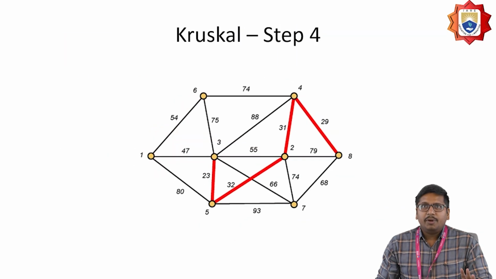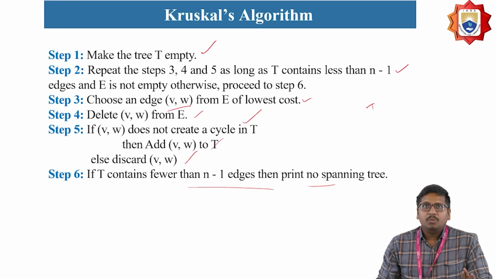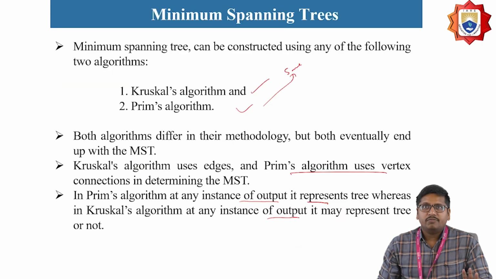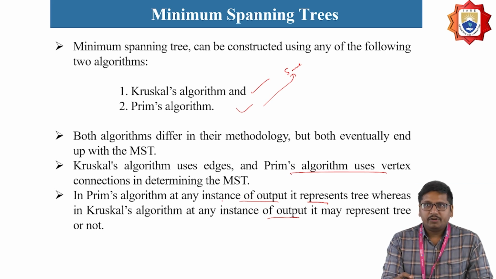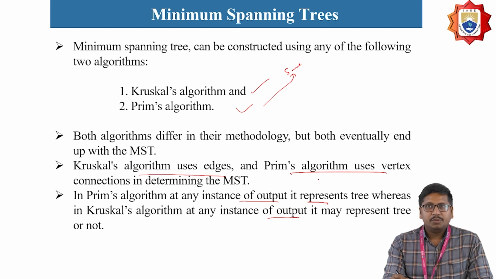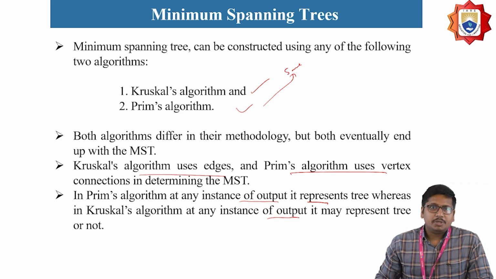Okay, so for implementing the minimum weight spanning tree, I'm going to have two kinds of algorithms. The first one is Kruskal's, and the second one is Prim's algorithm. According to Prim's and Kruskal's, the methodology is different, but the output is the same. Kruskal's algorithm uses the edges, whereas Prim's algorithm uses the vertex connections. In Prim's algorithm, at any instant the output represents a tree, whereas in Kruskal's, at any instant the output may or may not represent a tree.